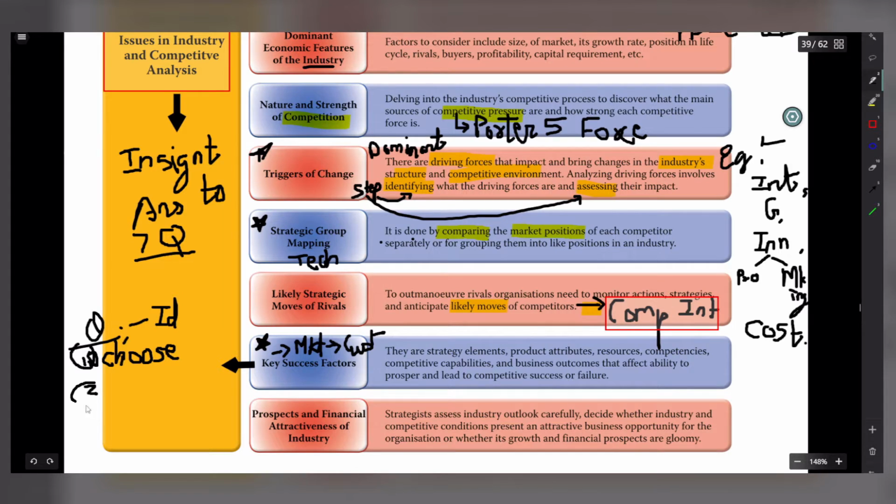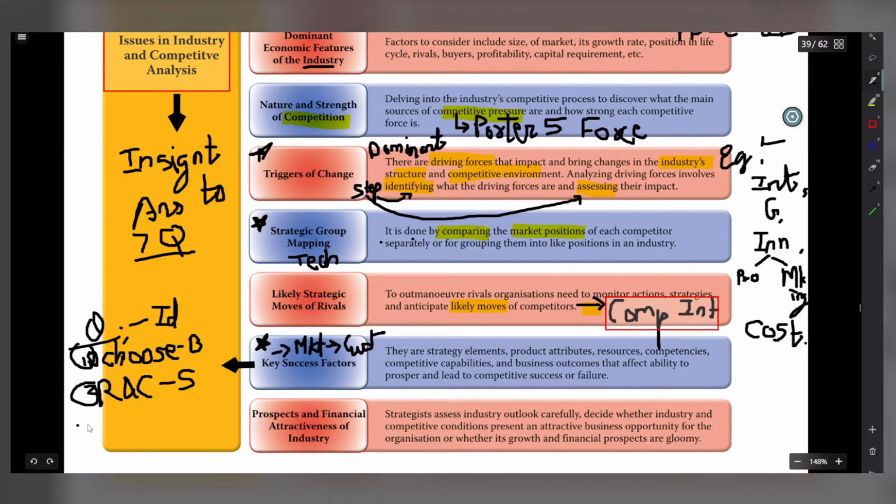The second question is: what resources and competitive capabilities does the seller need to have to be competitively successful? So the first was on the buyer side, how buyers choose. This is on the seller side, what resources and capabilities the organization must have.